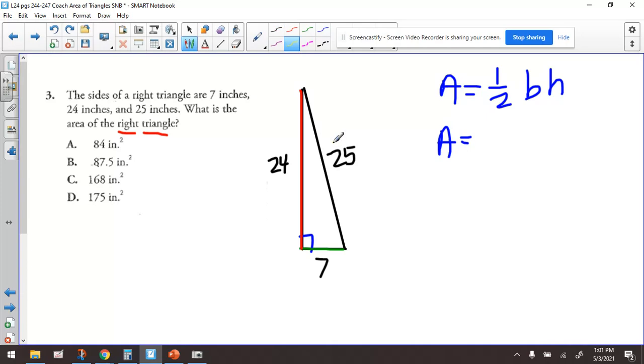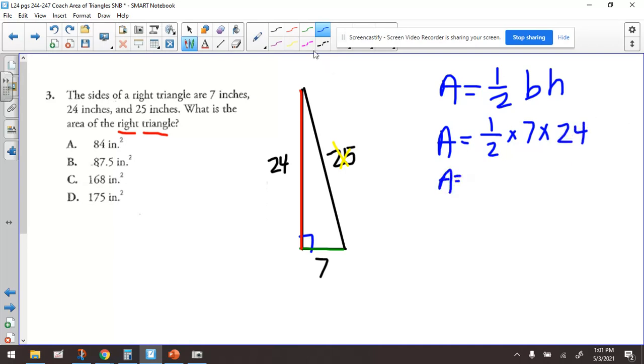The numbers that we need, we're going to ignore that one, because the numbers that we're going to need for the formula are these two right here because they're perpendicular to each other. So let's substitute those in the formula. We'll use 7 as the base and 24 as the height.